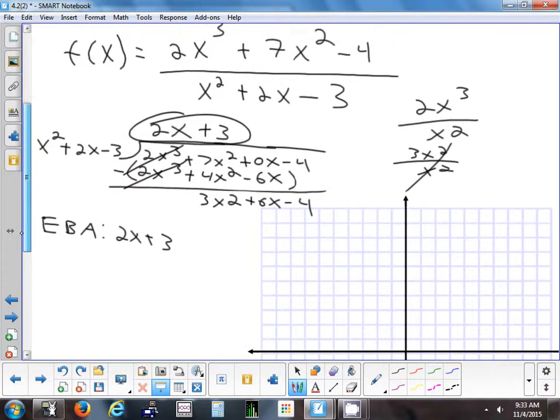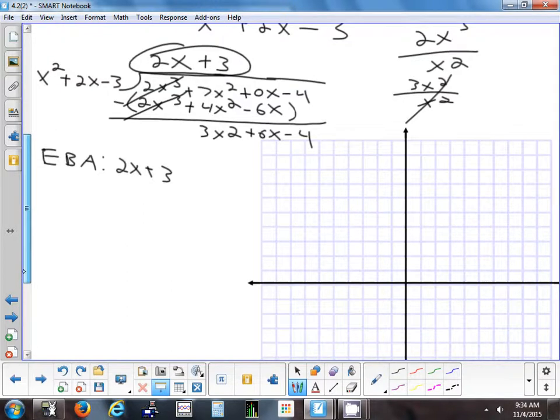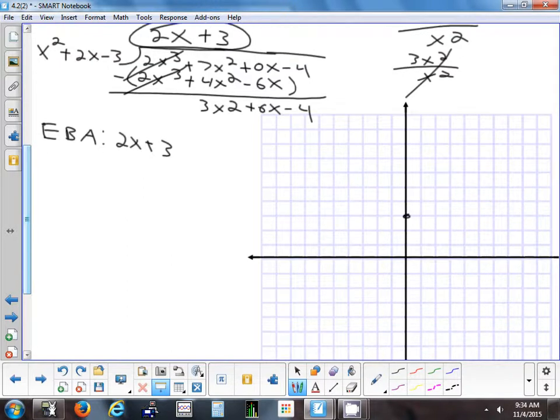So this time my end behavior asymptote is not a curve. It's a line with a slope of 2 and a y-intercept at 3. So I'm going to put my y-intercept at 3. I'm going to graph my slope, up 2, right 1, and I'm going to draw that line in.